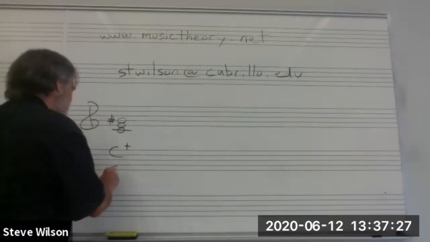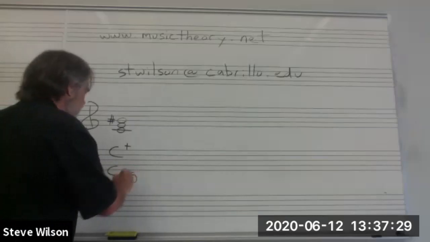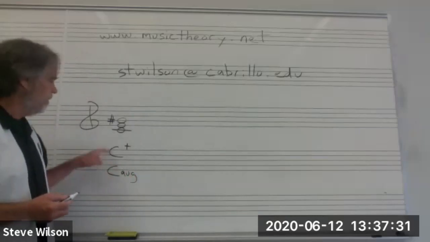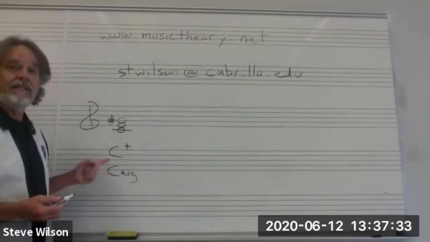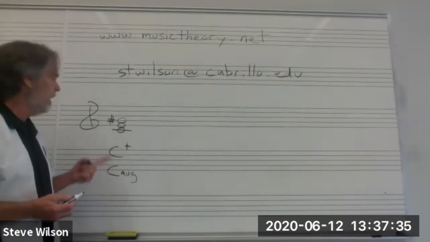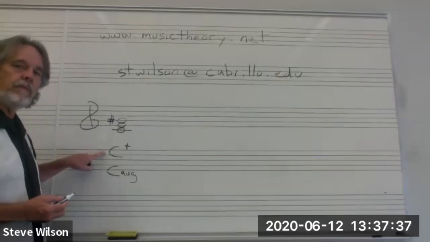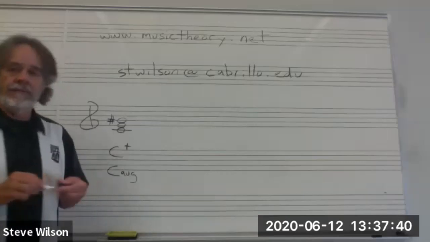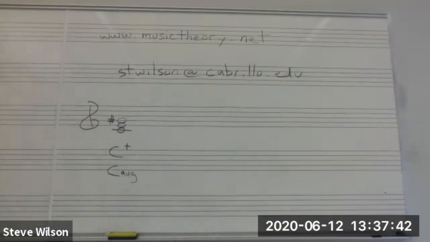Some people will say C aug. You will see that from time to time. It's a little awkward, but if you see that, it means the same thing. It means an augmented triad. But I think the plus is the one you'll be more likely to hear or to see. This is what an augmented triad sounds like. Here's that raised fifth: root, third, raised fifth.